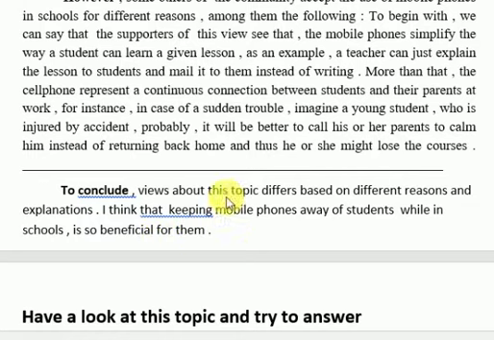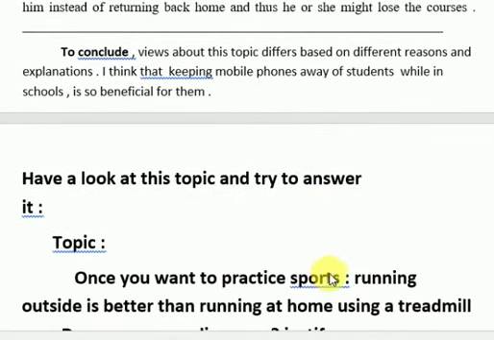So we try to summarize in general with one or two statements what we have talked about in the body. Then we finish restating all our arguments or our viewpoint, which goes for allowing mobile phones in or against allowing mobile phones in schools. So I hope that the lesson was clear for you.